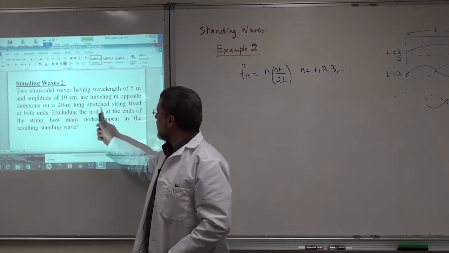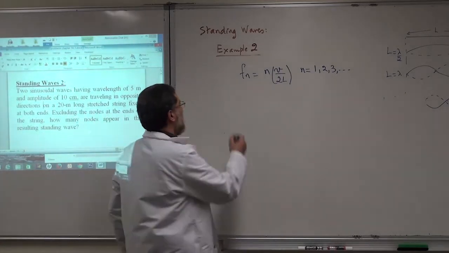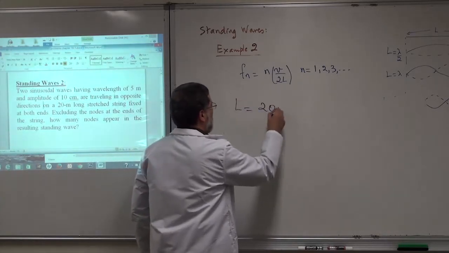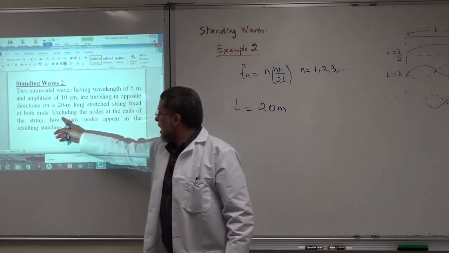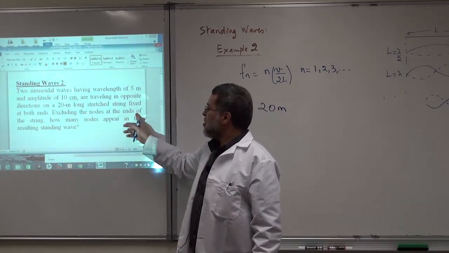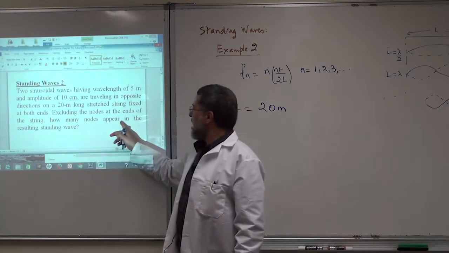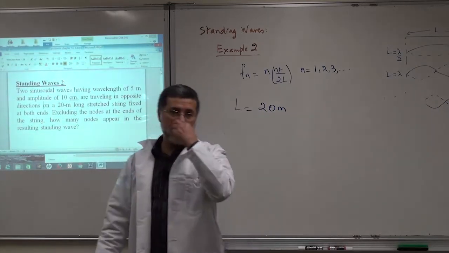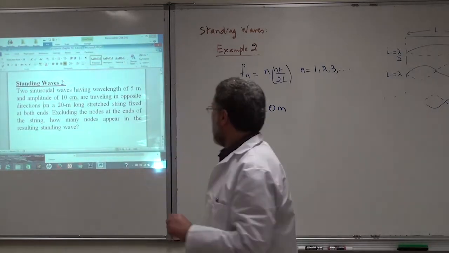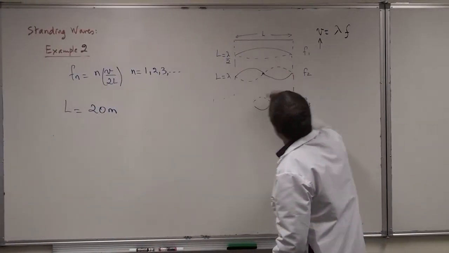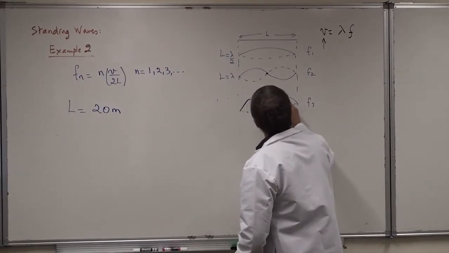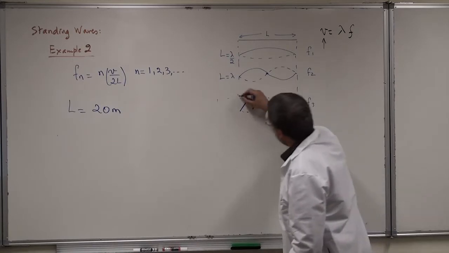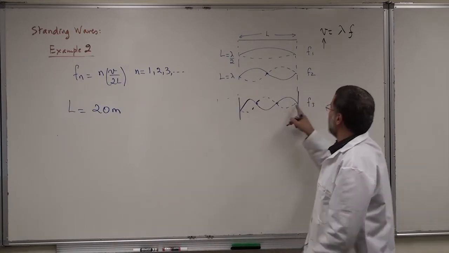On a 20 meter long stretched string, so my string has a length of 20 meters. And excluding the nodes at the end of the string, how many nodes appear in the resulting standing waves? How many nodes? It means that in this figure I have only one node. In this figure, which was before, I had 2 nodes, you see? So he's asking how many nodes, excluding the ends.